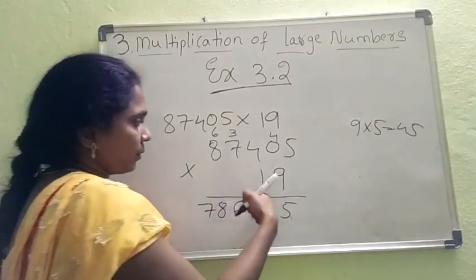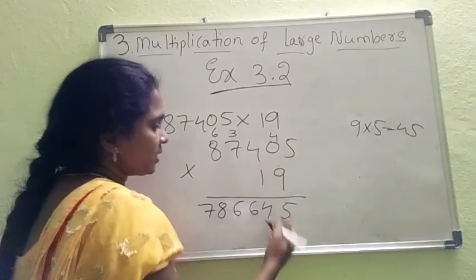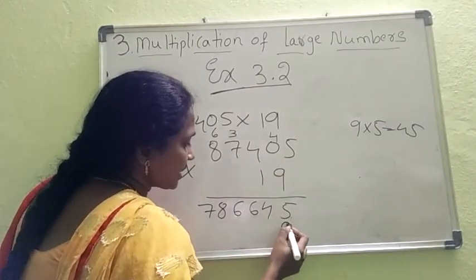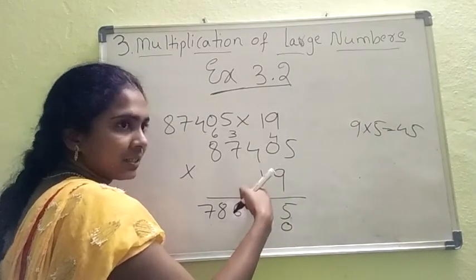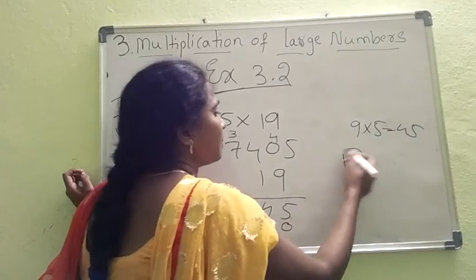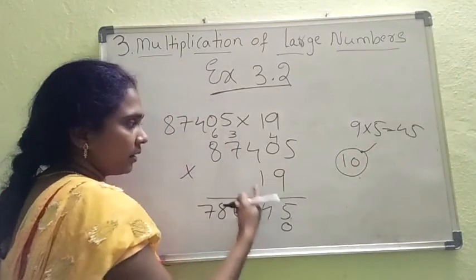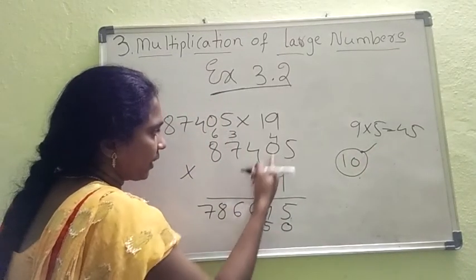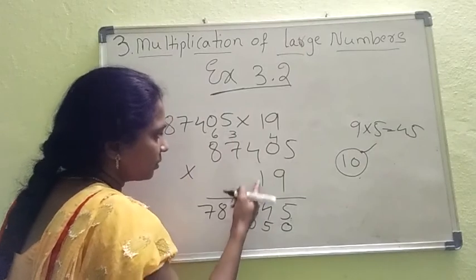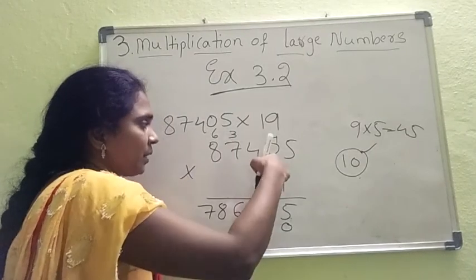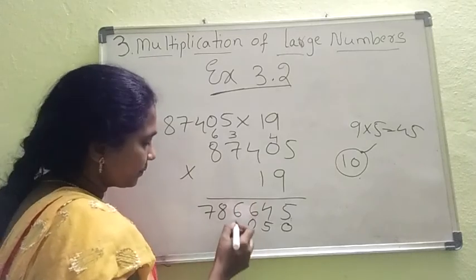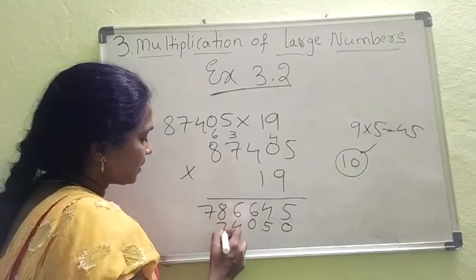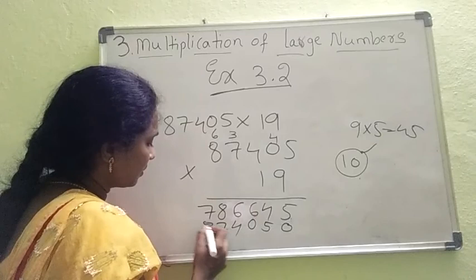So now next we need to multiply with the tens place digit. That means in the ones place you will put the 0. Right? You are multiplying by 1, that is in the tens place. That means actually you are multiplying with 10. Right? 1 5 is 5. 1 into 0, 0. I told you, any number multiplied with 0, the result is also 0. Next, 1 4 is 4. 1 7 is 7. 1 8 is 8.